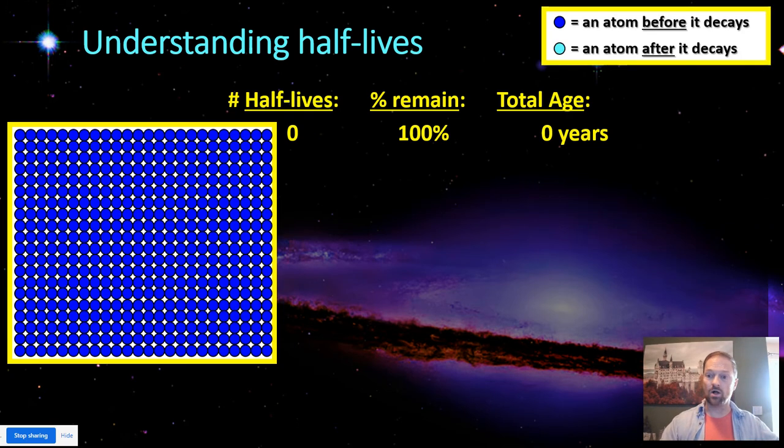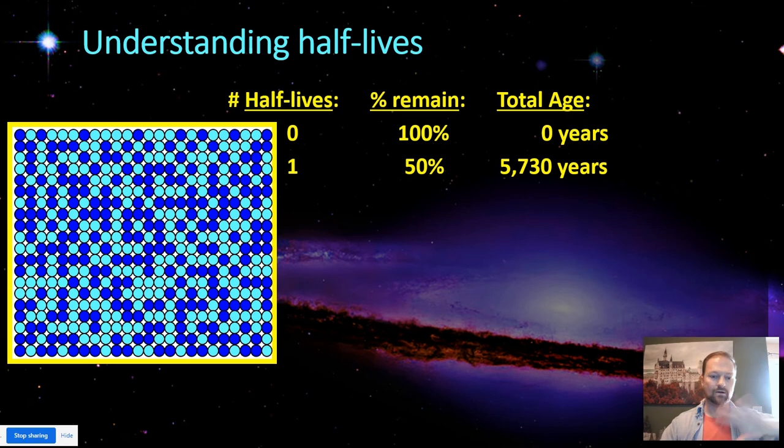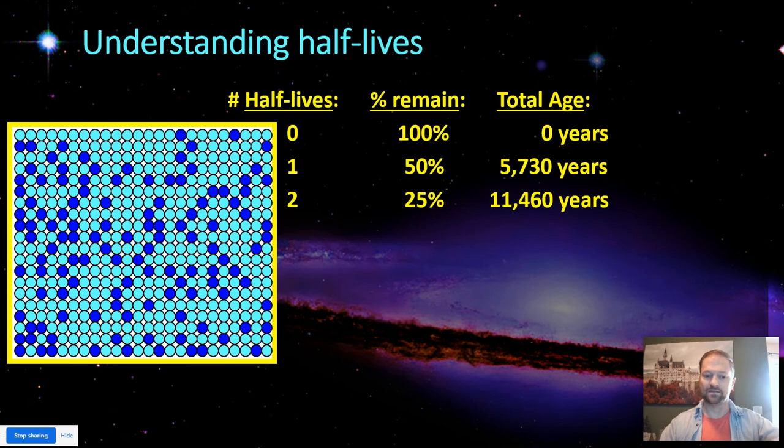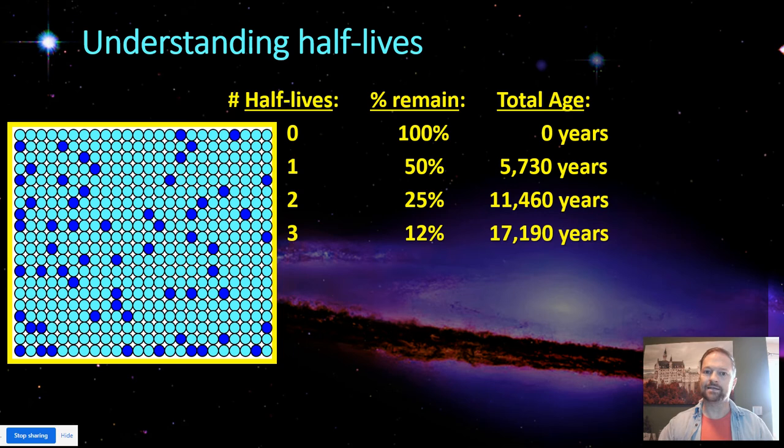At the beginning, it was all 100%. One half-life later, half of it's gone. Another half-life later, another half of that is gone. Another half-life later, another half is gone. And it continues. Let's go to 4 half-lives.